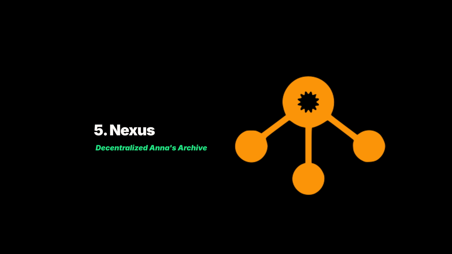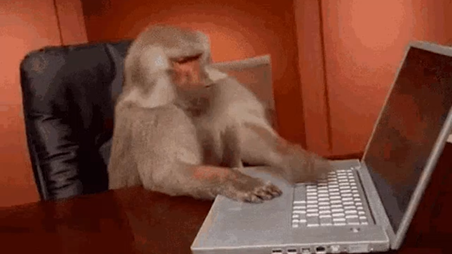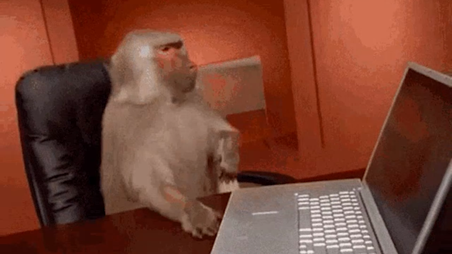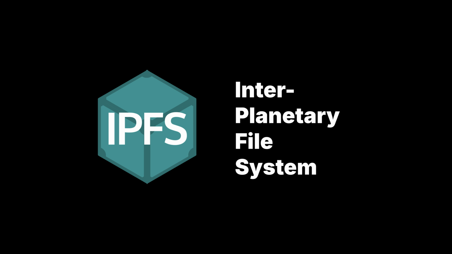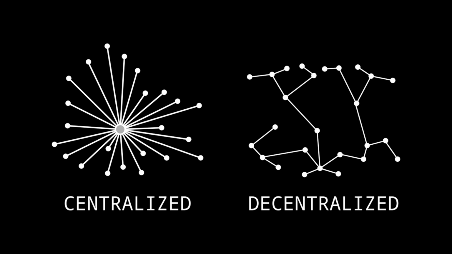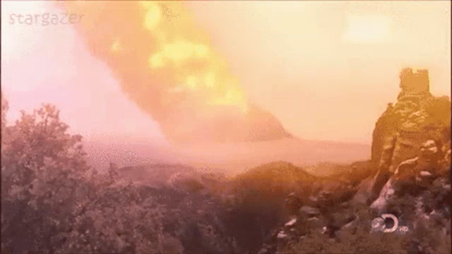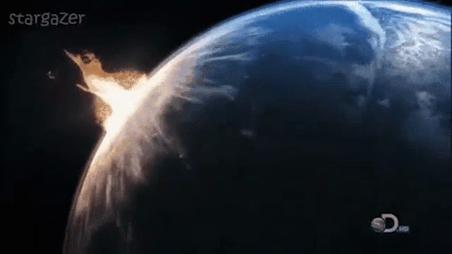At number 5, we have Nexus, the decentralized Anna's Archive. Occasionally, papers cannot be found on Anna's Archive, leaving scientists confused and frustrated. This resulted in a somewhat mysterious project known as Nexus STC, which might be even less removable than Anna's Archive. Nexus articles are stored on the IPFS or Interplanetary File System, which means that taking down part of the system will not take down the whole network. Theoretically, an asteroid could hit the Earth and the data would be saved on another planet.